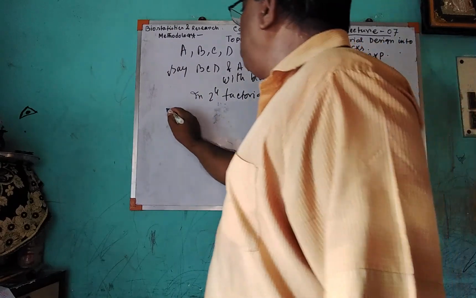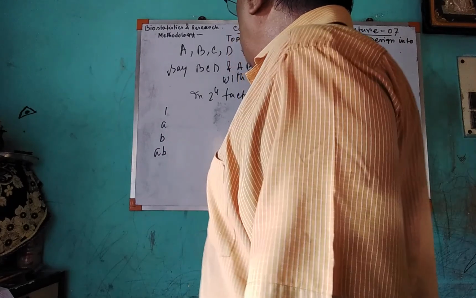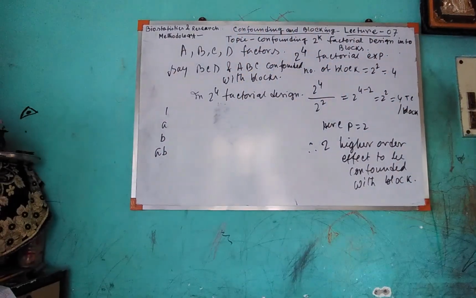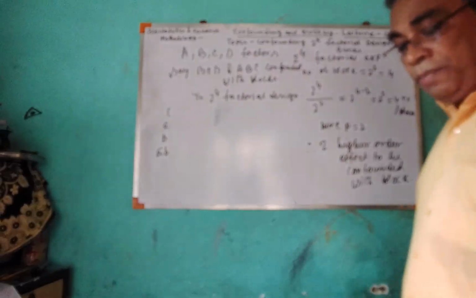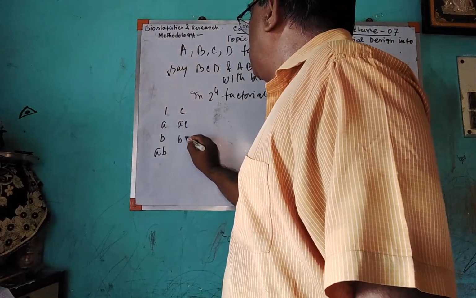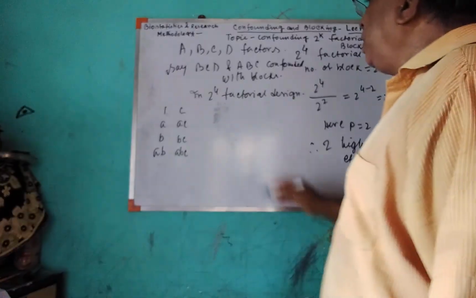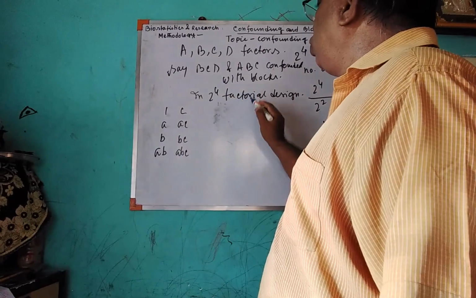How many treatment combinations? 1, A, B, AB. You know how to write this already. If you don't know, then you will see my previous video. 1, A, B, AB. Then C, then AC, then BC, then ABC. Then the total treatment combinations are 2 into 2 into 2 into 2, that is 16.